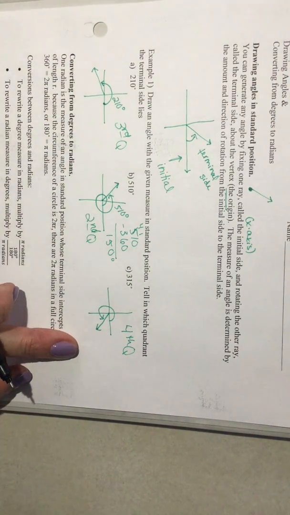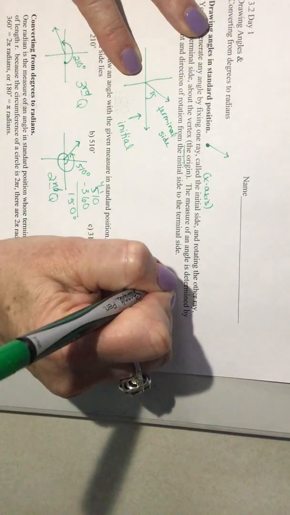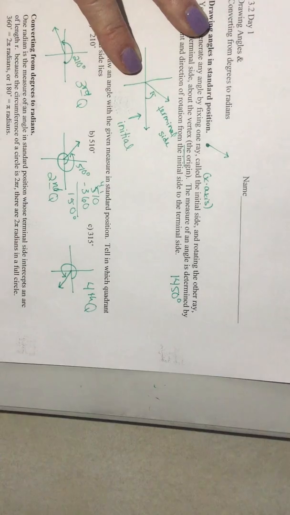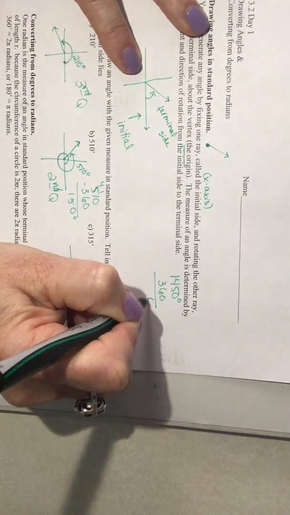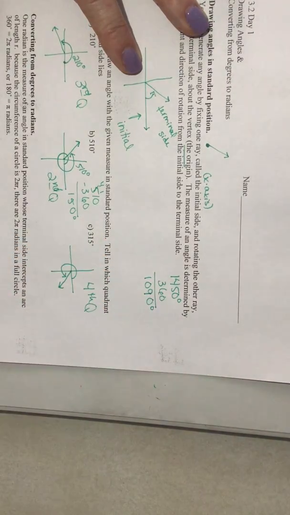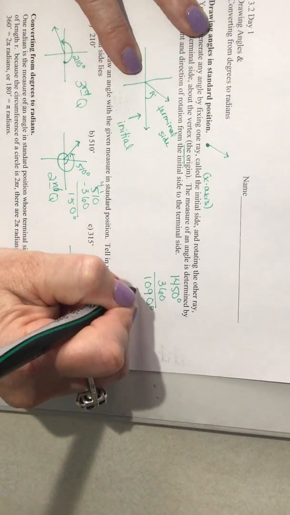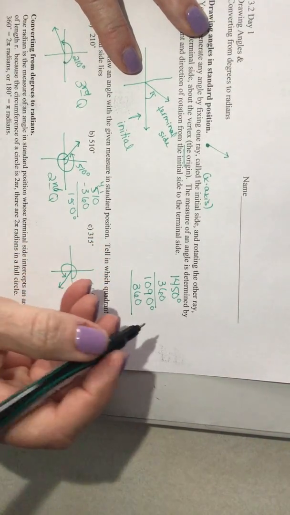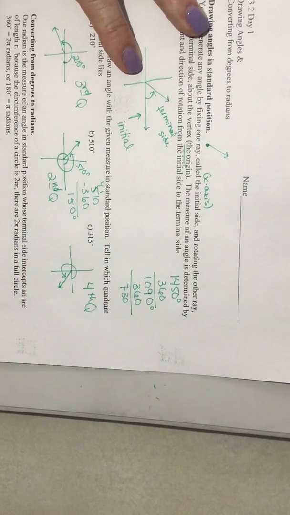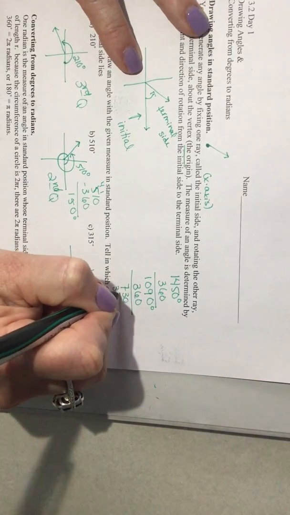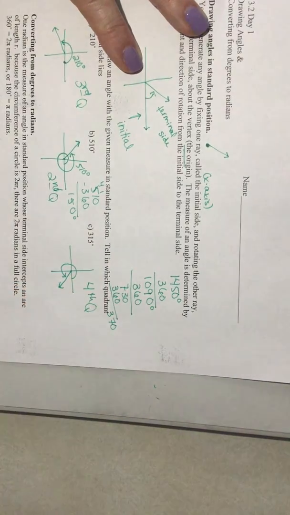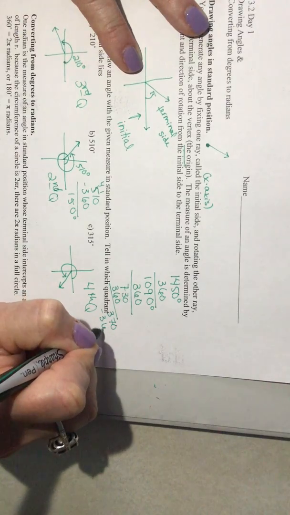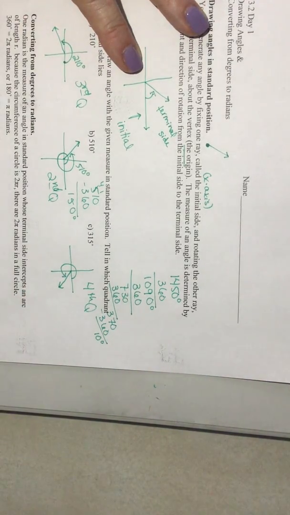If you have 1450, I'm going to subtract 360 from that. I get 1090. Subtract 360 again. I get 730. When do I stop? Subtract 360 again. I get 370. Subtract 360 again. And I end up with 10 degrees finally.